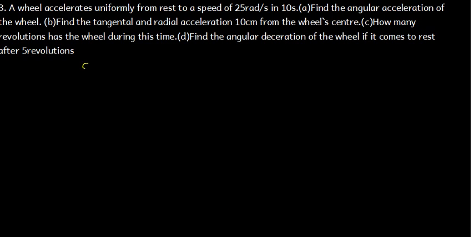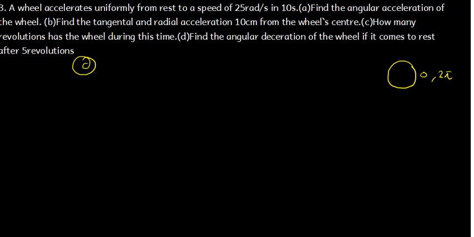Question C is asking us how many revolutions the wheel makes during this time. Now, if we consider a circle, when it moves from 0 degrees it rotates up to 360 degrees. In other words, it makes one revolution for every 360 degrees. And you know that 360 degrees is the same as 2 pi radians. So for every 2 pi radians, it makes 1 revolution.